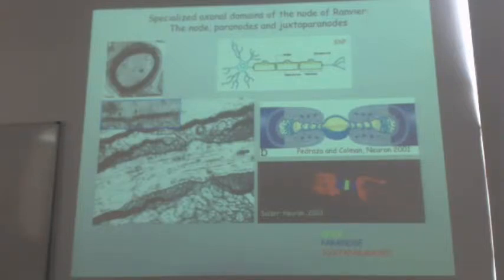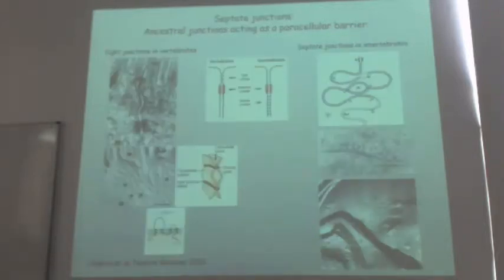So we are interested in understanding the mechanism of axoglial interaction at this level, and how these cell adhesion molecules and the ion channels can be segregated all along the axon. The septate-like junctions were first identified in the fly. So this is a special slide for Mara Strigini.